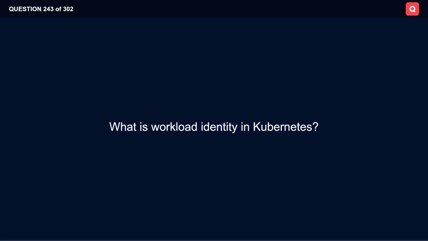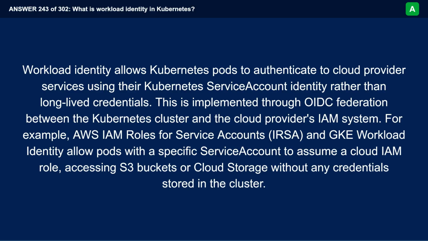What is workload identity in Kubernetes? Workload identity allows Kubernetes pods to authenticate to cloud provider services using their Kubernetes service account identity rather than long-lived credentials. This is implemented through OIDC federation between the Kubernetes cluster and the cloud provider's IAM system. For example, AWS IAM roles for service accounts, IRSA, and GKE workload identity allow pods with a specific service account to assume a cloud IAM role, accessing S3 buckets or cloud storage without any credentials stored in the cluster.